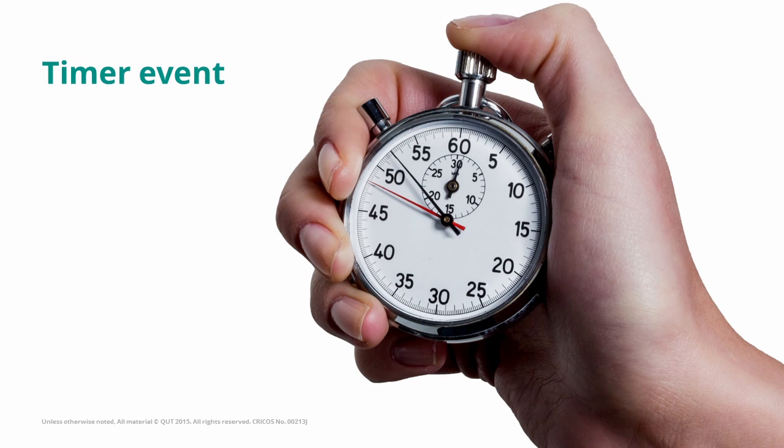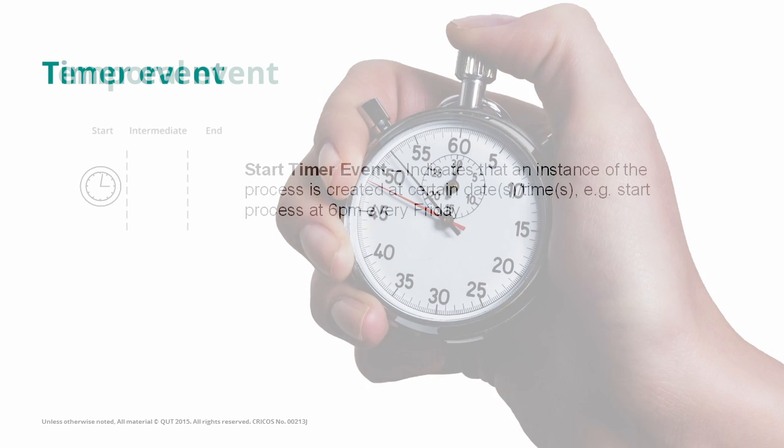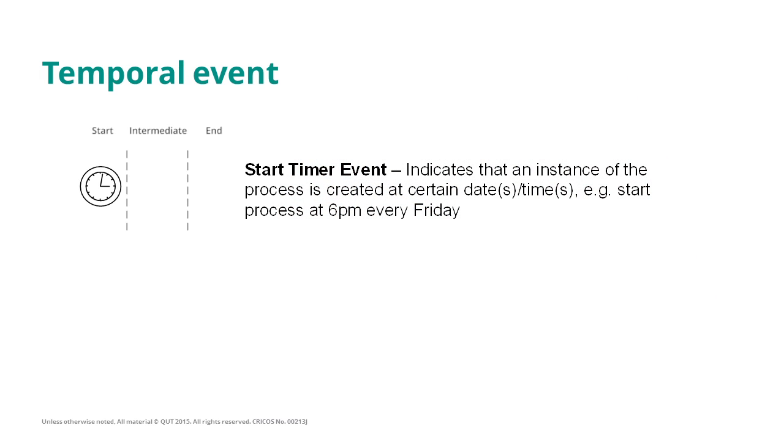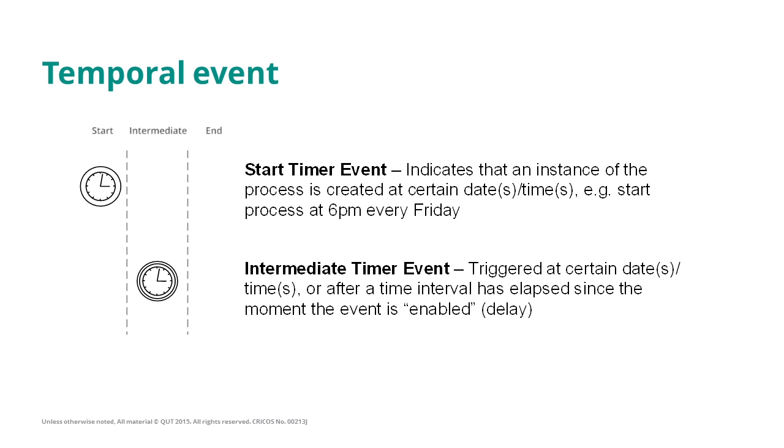The timer event is utilized to capture temporal events that occur in a business process. And there are two variances: the start timer event, represented with an empty clock, and the intermediate timer event, represented with an empty clock inside an intermediate event itself.